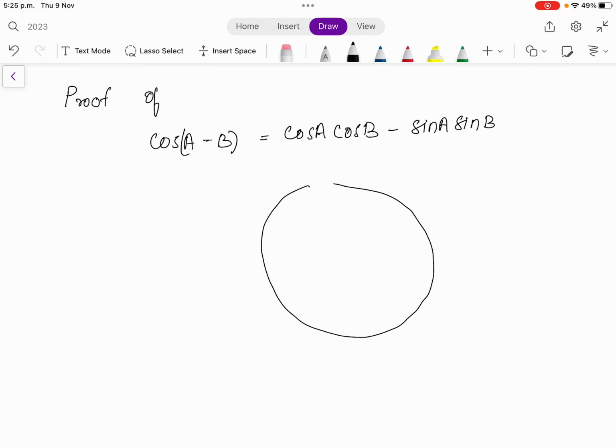So what is a unit circle? A circle with a radius of 1 unit. And from the center, I am going to draw two lines here. One is this one and one is this one. I'm going to mark this as P and this as Q. Now I am taking this as the positive side of the x-axis. And for this proof, this whole angle here is A, and the angle which Q makes with the x-axis is angle B.